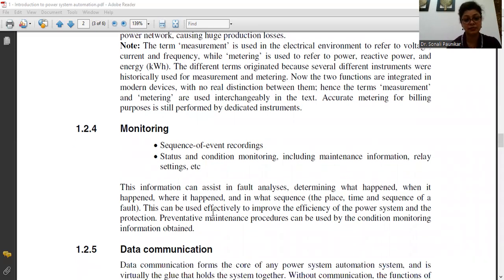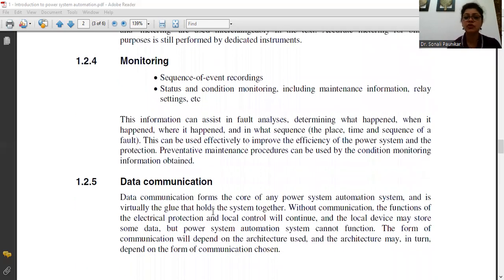Then next is the data communication. Data communication forms the core of any power system automation system, and it is virtually the glue that holds the system together. Without communication, the functions of the electrical protection and the local control will continue, and the local device may store some data, but the power system automation cannot function. By using data communication, we transfer the measured data from one place to another, and for that purpose we require the communication.